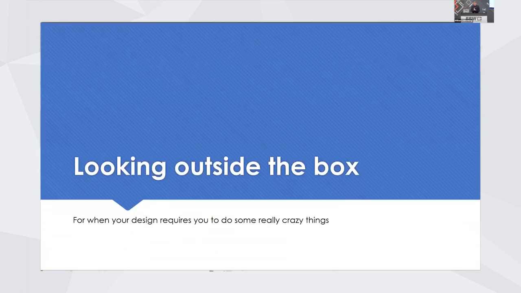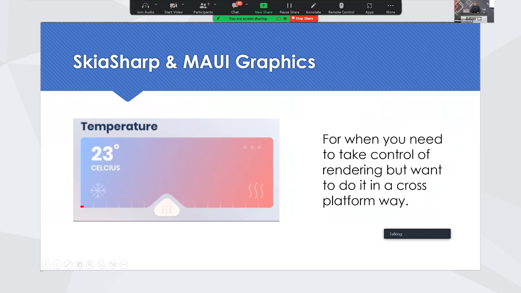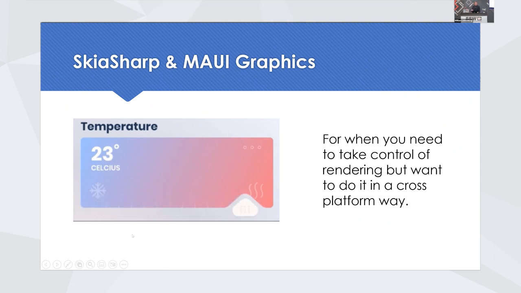All righty. What about when we have to go outside of the box? What happens when you have a layout for which there are just no controls available within MAUI? The technologies I would look at here are SkiaSharp and MAUI graphics. These provide you a cross-platform way of drawing the UIs, basically where you want to take full control over the rendering process. For example, this on the slide is just a simple custom control. It had to have this gradient, but also a cutout for the thumb to be able to move back and forth. There's no control within MAUI or within Xamarin Forms that would allow you to do that, so you can certainly create custom controls in SkiaSharp or in MAUI graphics.